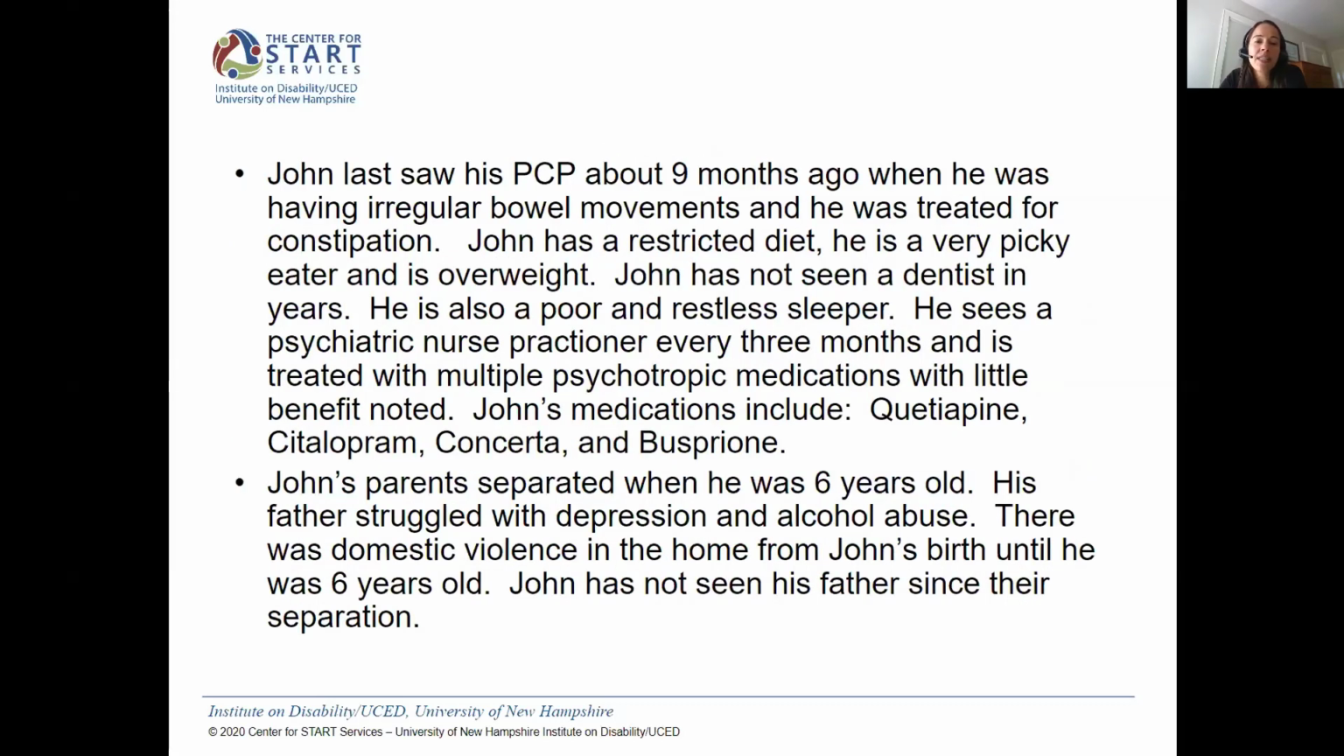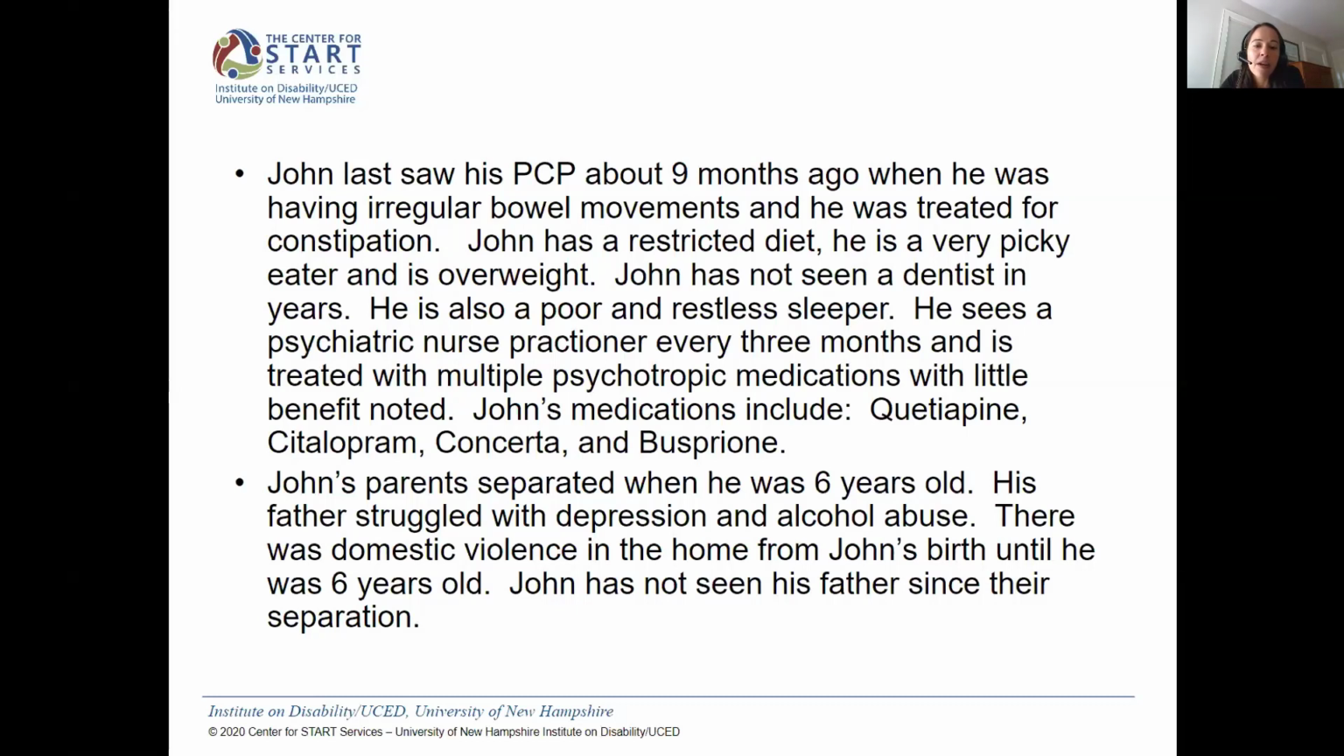John last saw his PCP about 9 months ago when he was having irregular bowel movements, and he was treated for constipation. John has a restricted diet, he is a very picky eater, and is overweight. John has not seen a dentist in years. He is also a poor and restless sleeper. He sees a psychiatric nurse practitioner every 3 months and is treated with multiple psychotropic medications with little benefit noted. John's medications include quetiapine, citalopram, Concerta, and buspirone.